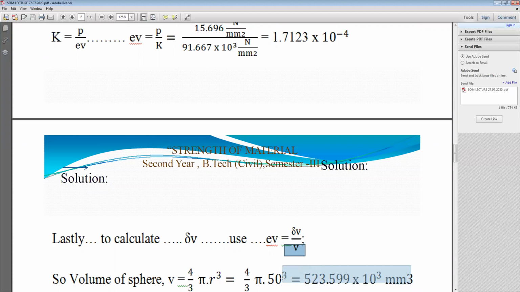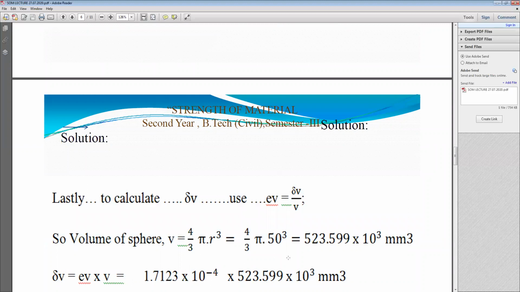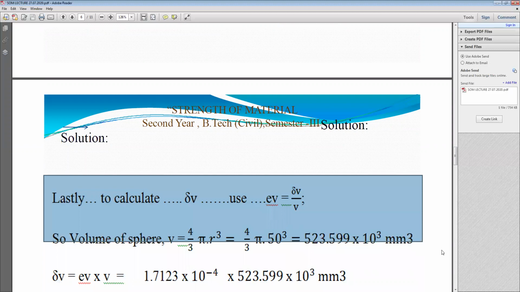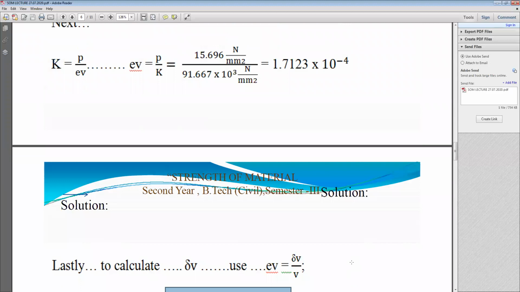Please write down the formula of the small v. Small v is equal to 4 by 3 into pi r cube. Please write down in your notebook. Small v is equal to 4 divided by 3 into pi into r cube. R represents the radius of that sphere.